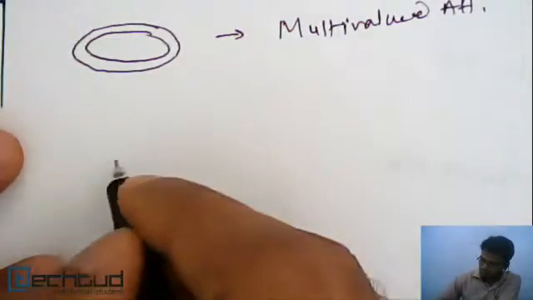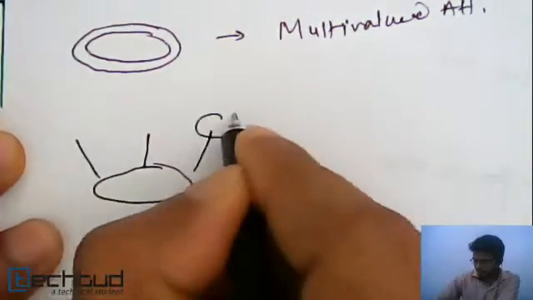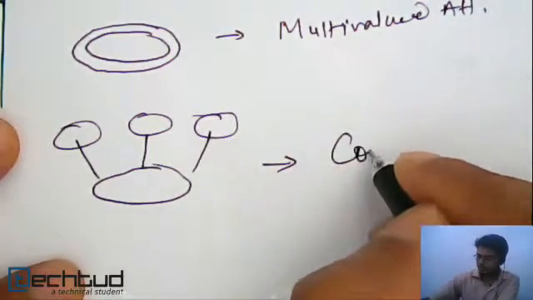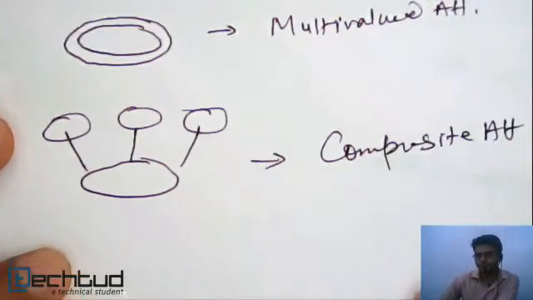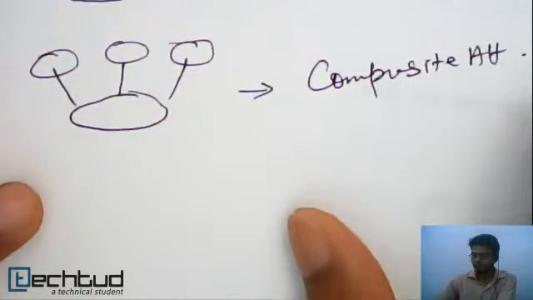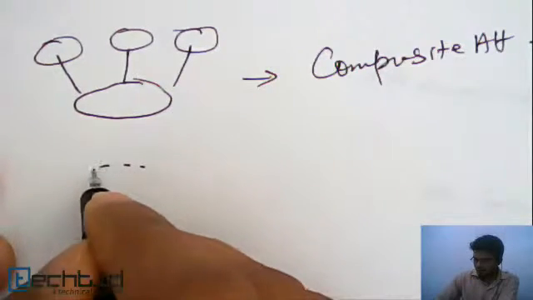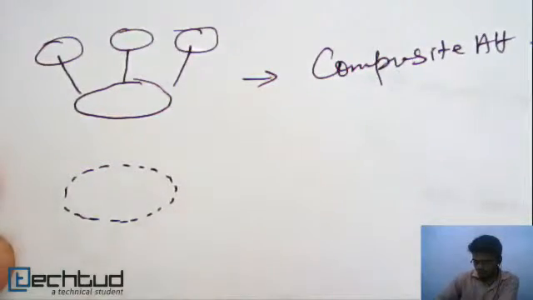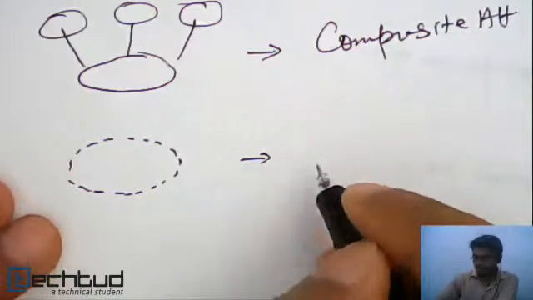Now you will see an attribute having multiple branches like this. Okay, like this. So this is composite attribute. Composite attribute we know already, right? Okay, again we have something represented by a dashed ellipse. Okay, so this is derived attribute.